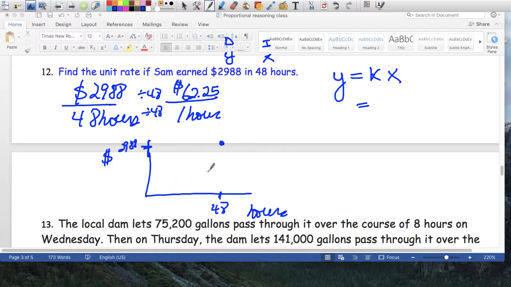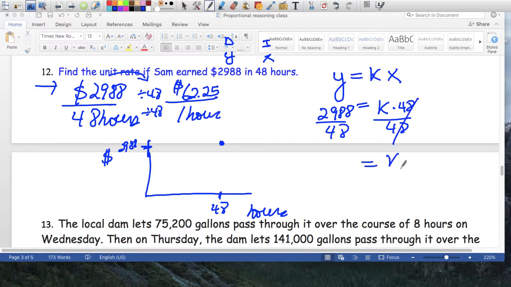So to find the constant of proportionality here, 2,988 equals k times 48. And we're going to divide both sides by 48, which isn't that what you just did here? Right here, divide by 48. So I do the same thing, and k equals 62.25, which is the constant of proportionality. And I can write 62.25 as a unit rate, and that's $62.25 over 1 hour.